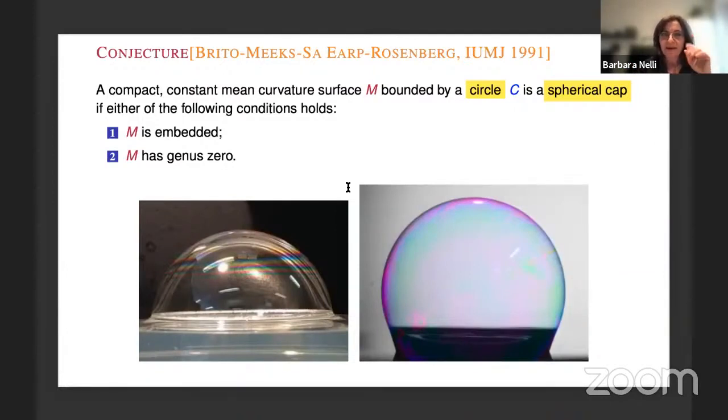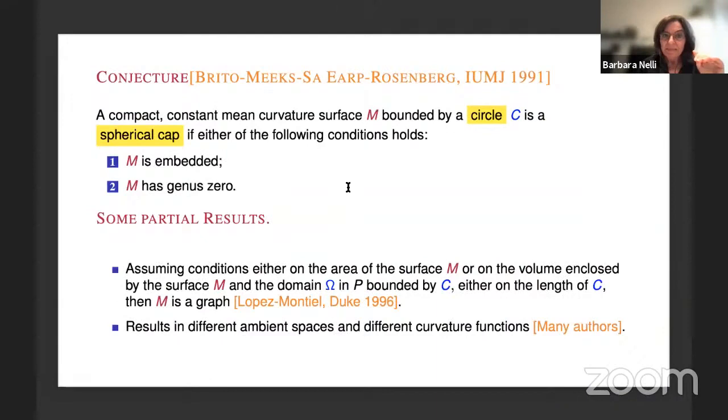Okay, so I will not enter into details about that. There are some partial results, of course, towards this conjecture, but in fact they all assume something. For example, you can prove that it's fine if the volume enclosed by M and the plane that contains the boundary is bounded, or the length of the boundary curve has some bounds, and so on.